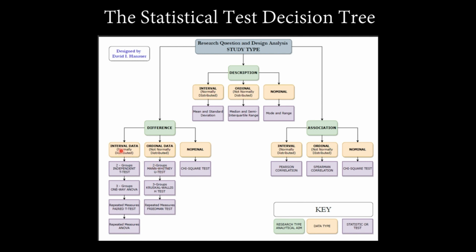Now, if you have interval data and you do a test of normality and it's not normally distributed, you would also do a Mann Whitney U test. So this is parallel to the independent t-test under the condition that this is either ordinal data or that this is interval data that is not normally distributed.